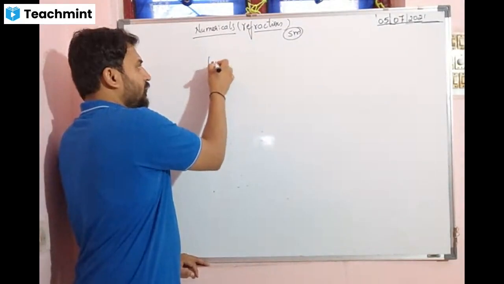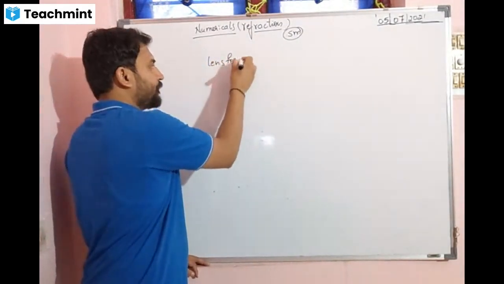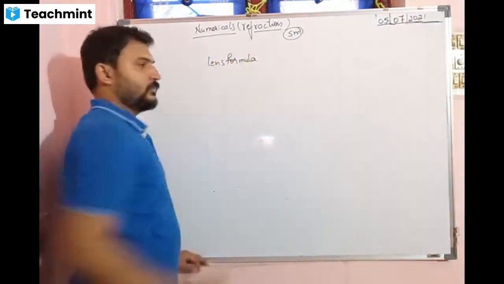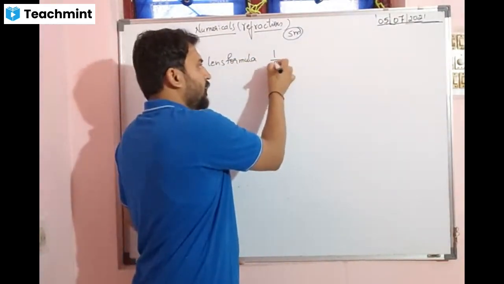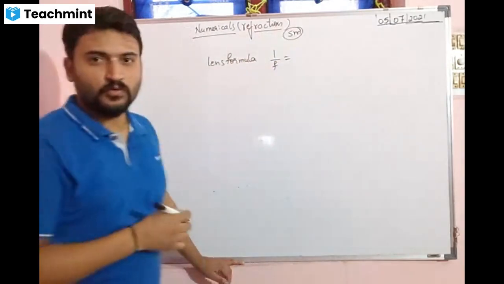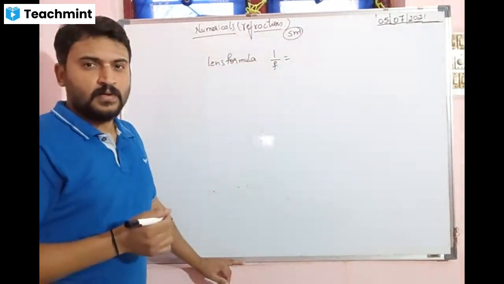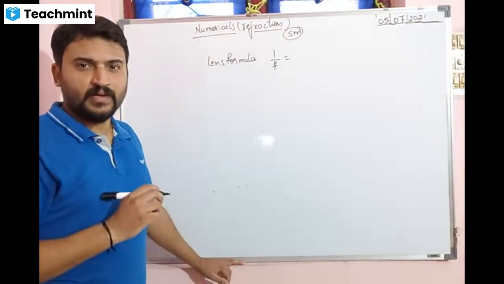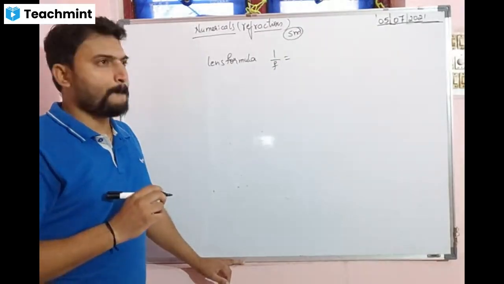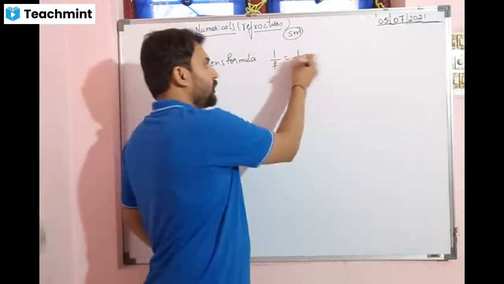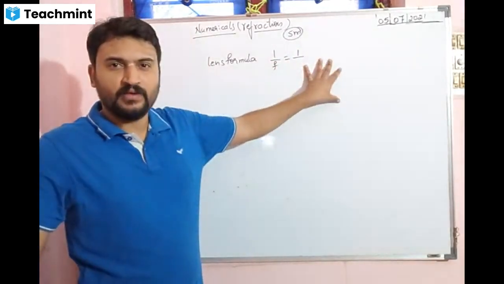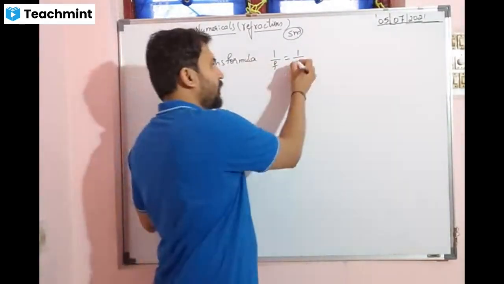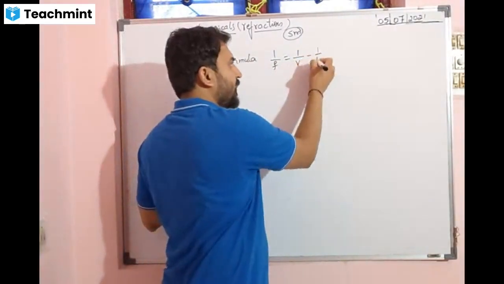For this, you need to learn the lens formula. What is the lens formula? 1 by F is equal to... what was the mirror formula? Mirror formula was 1 by F equal to 1 by U plus 1 by V. For the lens formula, it is 1 by V minus 1 by U.